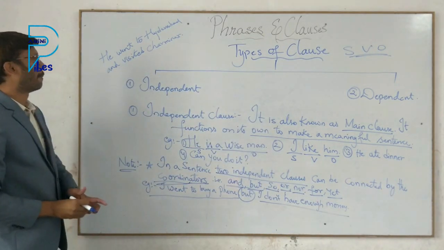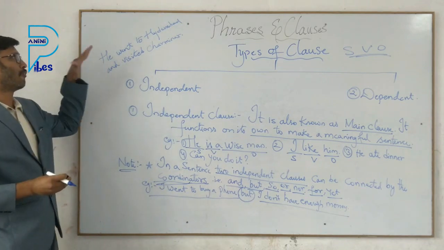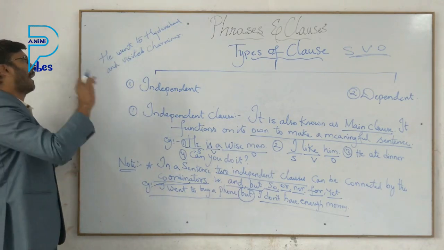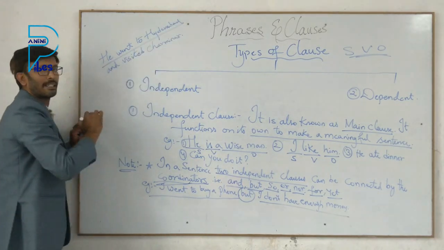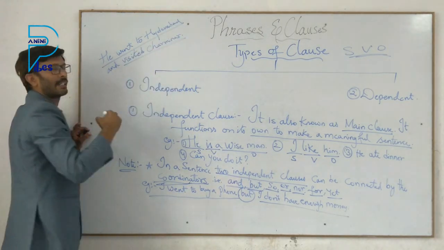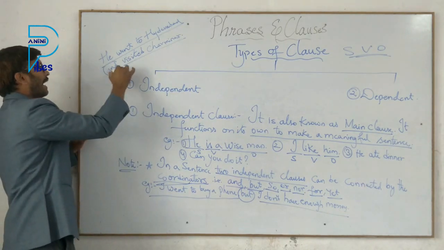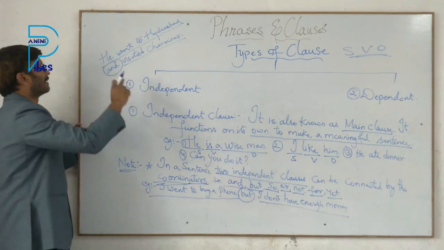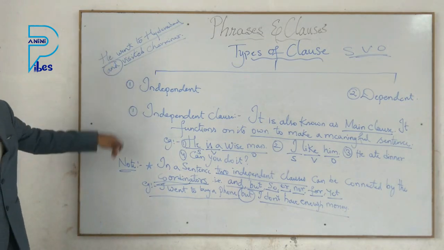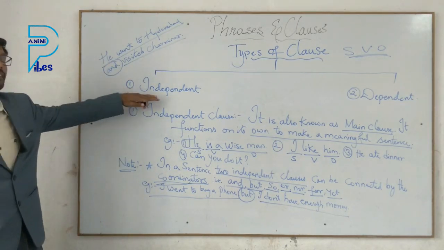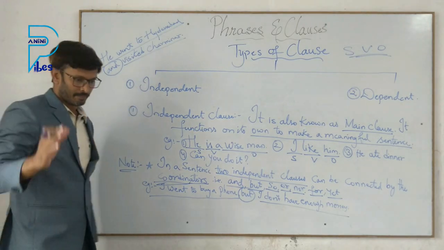In the same way, there is one more example. He went to Hyderabad and visited Charminar. He went to Hyderabad is one clause and visited Charminar is another clause, connected with and made into one sentence. He went to Hyderabad and visited Charminar. So these all come under independent clause.